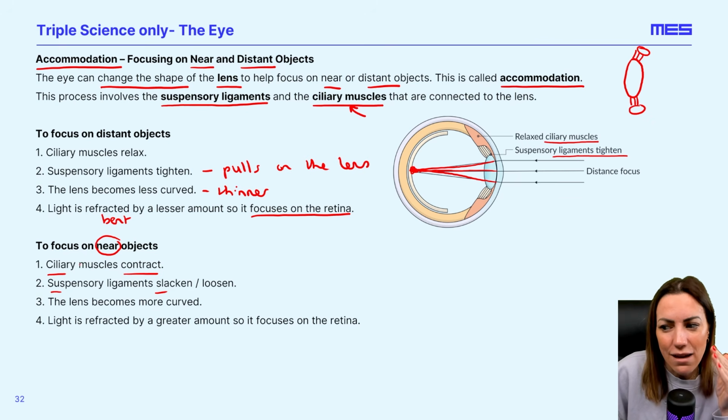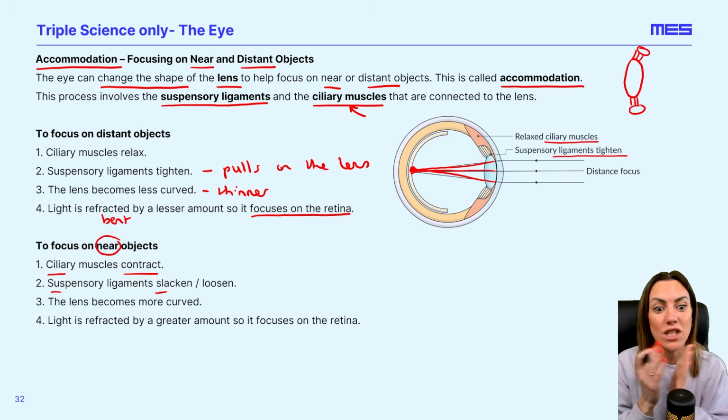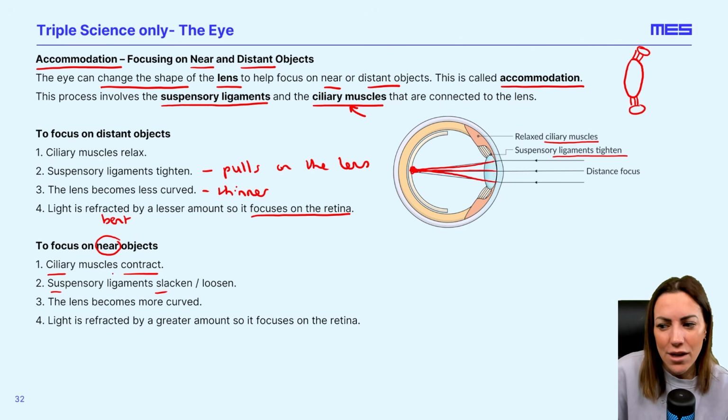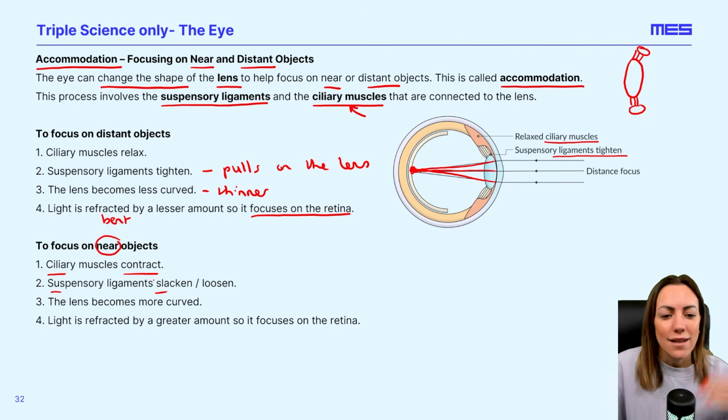So again, I think of the letters matching. If the objects are close or near, then the C is next to a C. The S is next to an S. So ciliary muscles contract. C goes with C, they're close together because the object you're looking at is close. Suspensory ligaments slacken, so the S goes with an S. They're close together because the object you're looking at is close. I've no idea if that's going to help you, but that's how I remember it. So close objects, C goes with C, ciliary muscles contract. S goes with S, suspensory ligaments slacken.